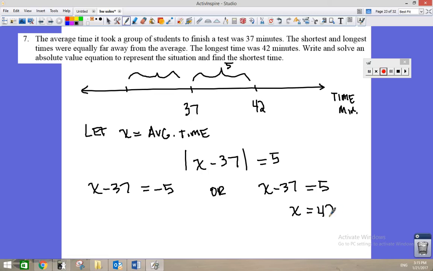I already knew that I should get 42 here, but I didn't know until I set up the problem and started thinking about it that we would have a 32 here. So it wanted us to write and solve an absolute value equation, so here's the absolute value equation, and the shortest time is 32 minutes. So there's our two answers, the equation and 32 minutes.